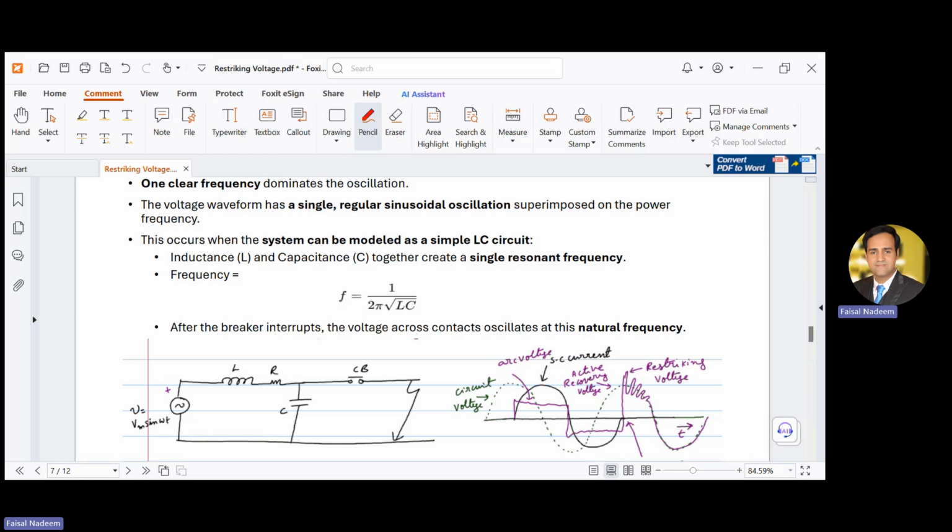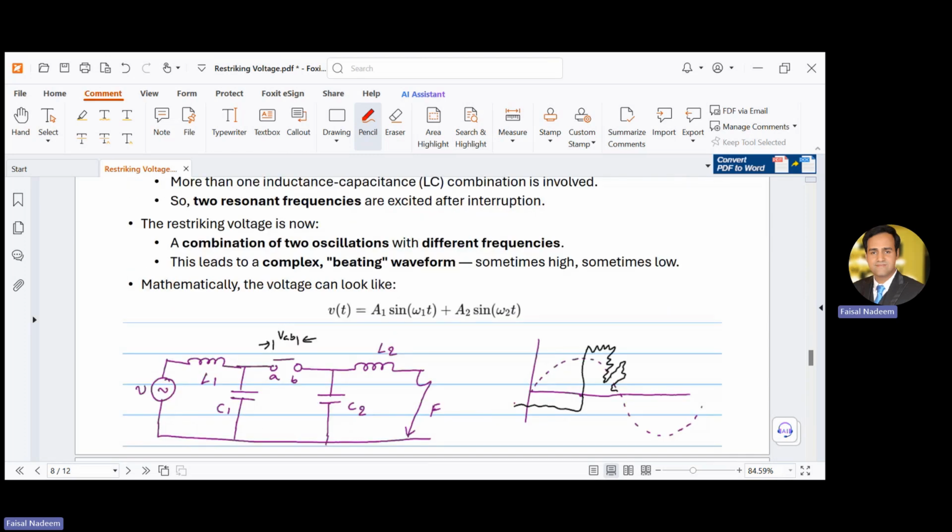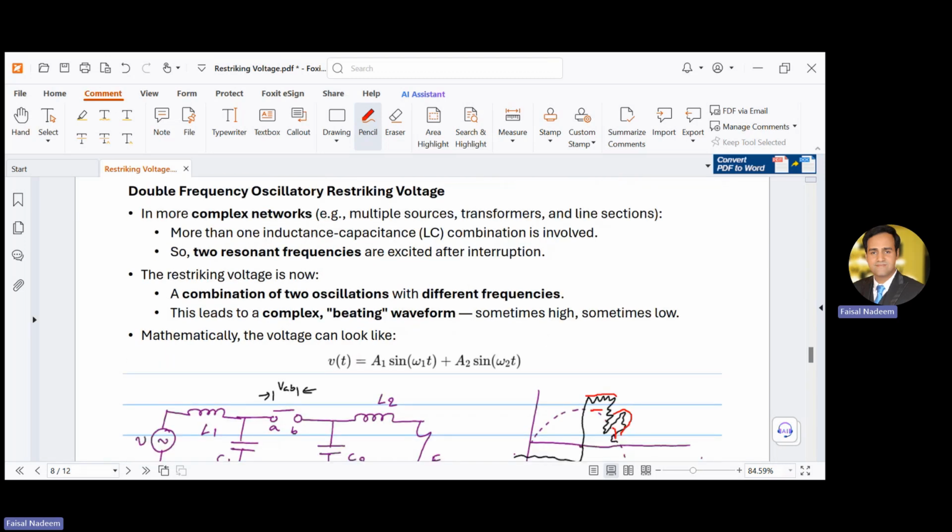You can look at it here. If we have one type of frequency, or the restriking voltage with one value of the frequency, then we call it the single frequency restriking voltage. However, if we have two different types of frequencies in the restriking voltage, for example, here is one transient with one value of the frequency, and here is the other transient with another value of the frequency. So these are two transients with different frequencies. Then we can say that we have a double frequency oscillatory restriking voltage.